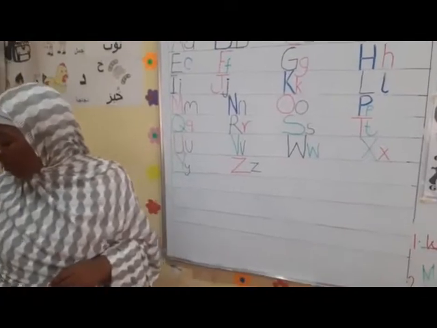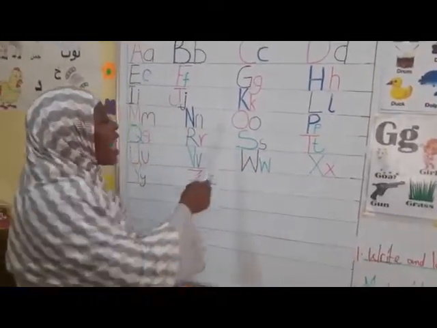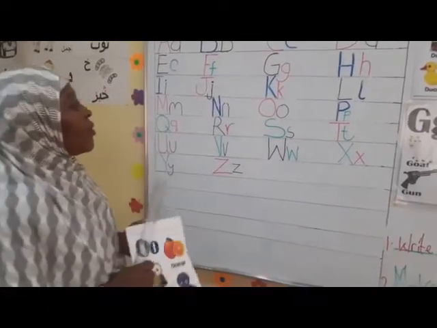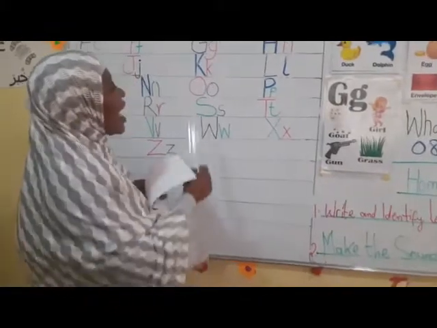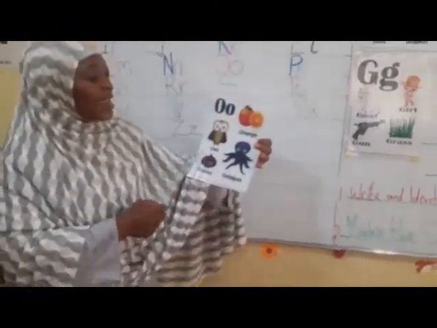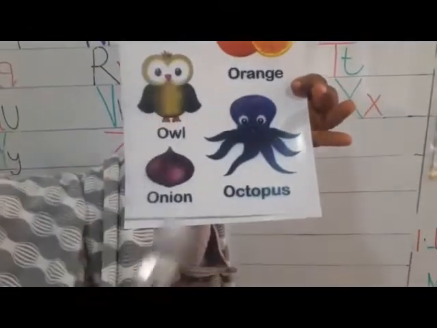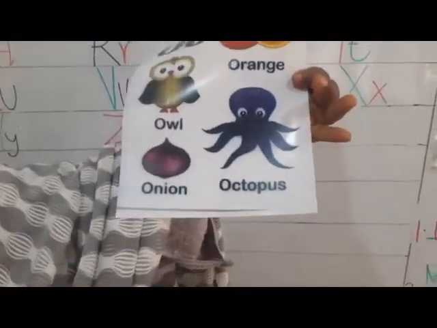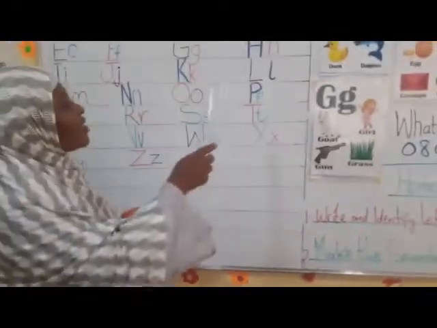The next letter is letter O. What is the sound of letter O? It sounds a. As in orange. As in old. As in octopus. As in onions. The one mommy used to cook for you at home. Good. Mashallah.